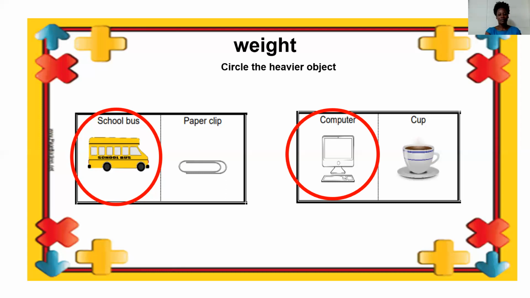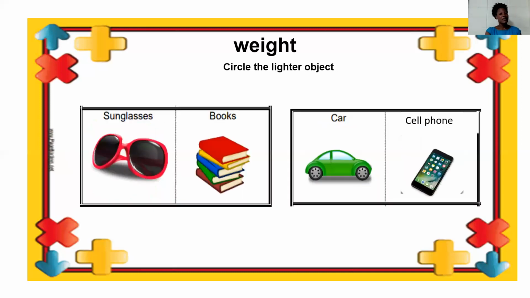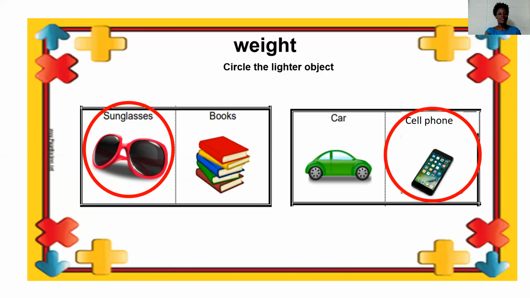In this activity, we will circle the lighter object. In item 1, we have a sunglasses and some books. Which one is lighter? Excellent thinking. The sunglasses is lighter than the books. In item 2, we have a car and a cell phone. Which one is lighter? If you said the cell phone, you are right.